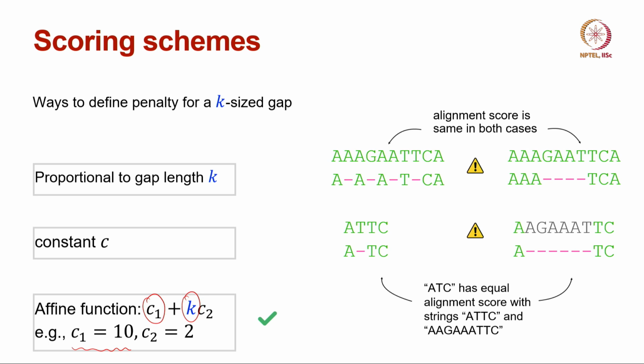This would resolve both the situations here. In this case this alignment would be favored compared to the right hand side, and in the above example you can see that the right hand side example will be favored because there is only a single gap. So, this motivates why we need a better scoring scheme for penalizing gaps, and we will be working with the affine function, that is C1 plus k times C2.